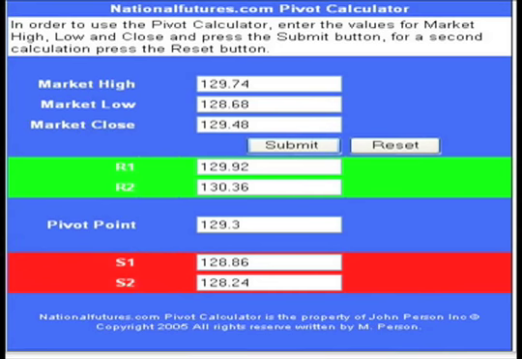All you have to do is type in the market high, the market low, and the market close. Hit the submit button right there, and the next thing you're going to get is two levels of resistance, support, and the actual pivot point. What does this do for you?